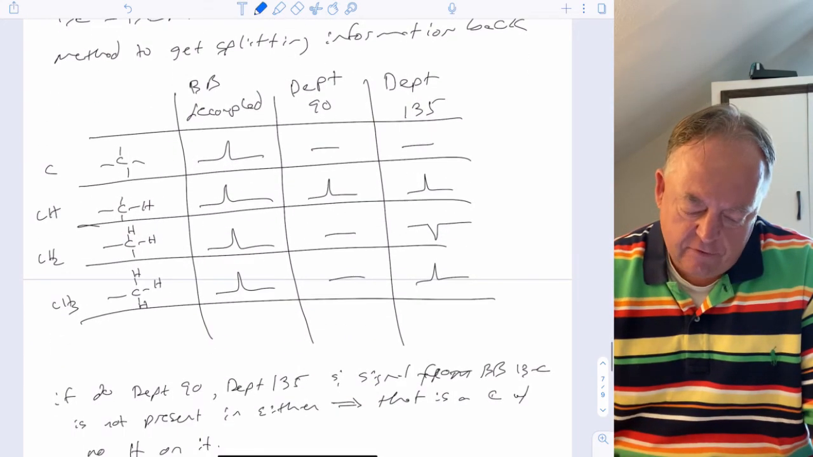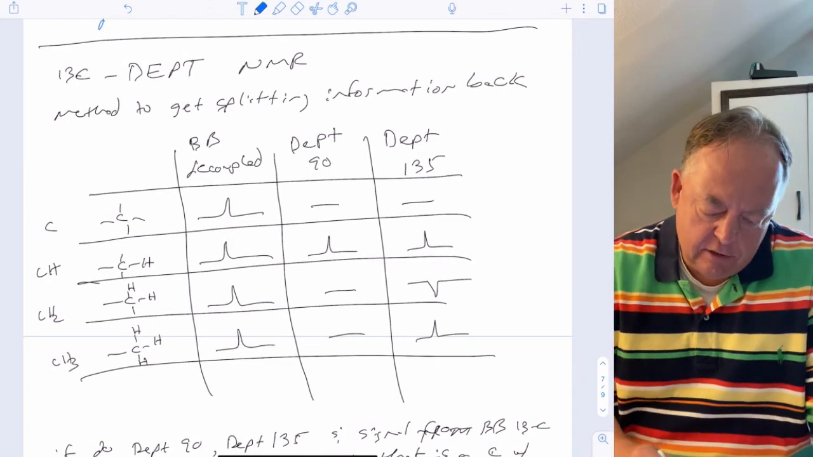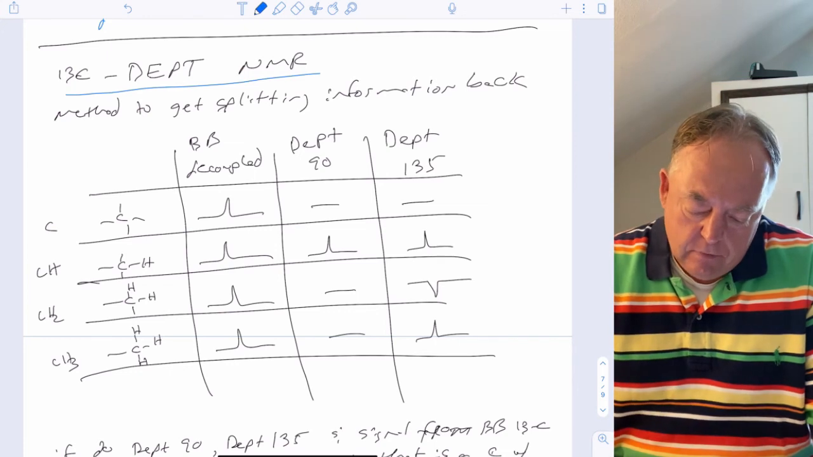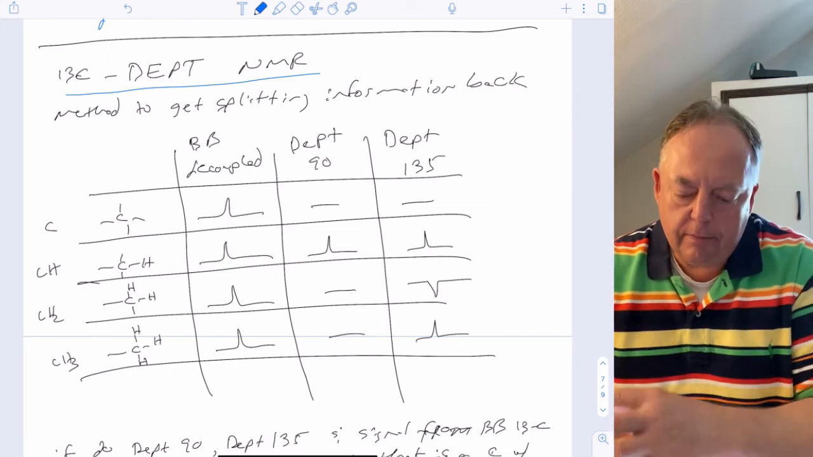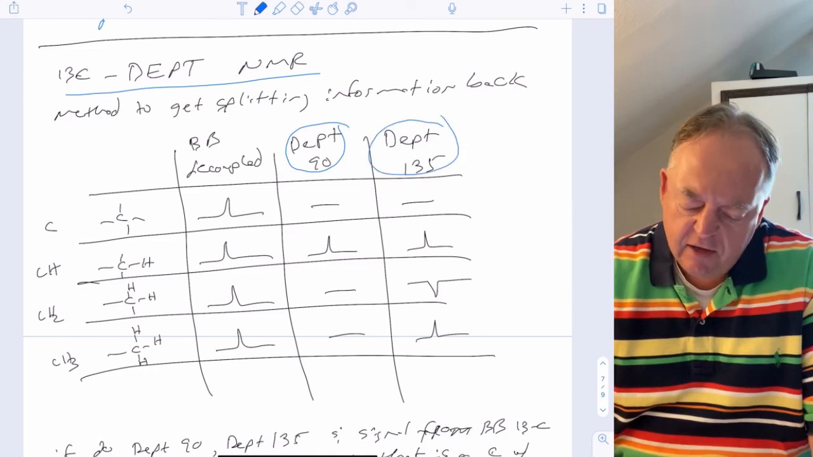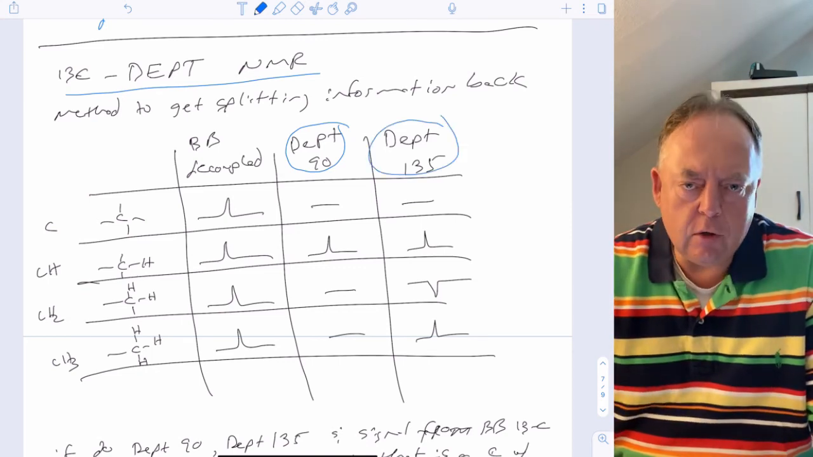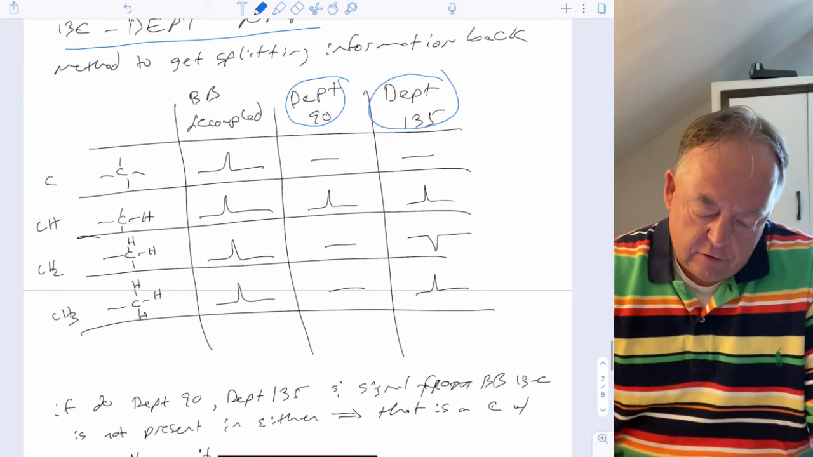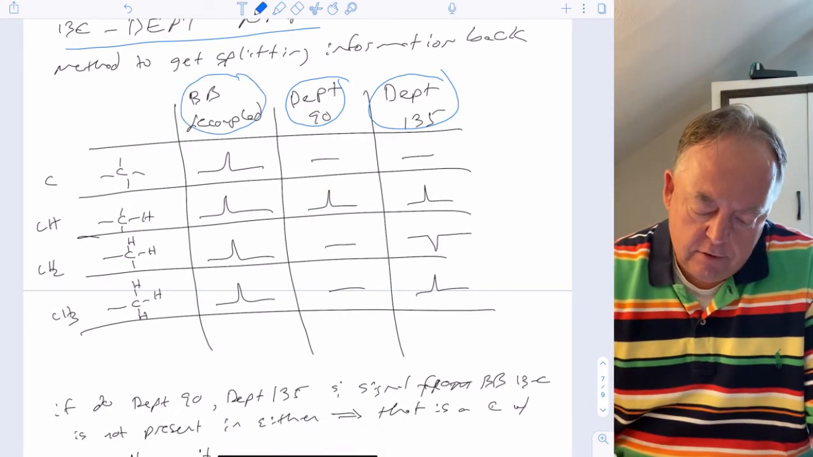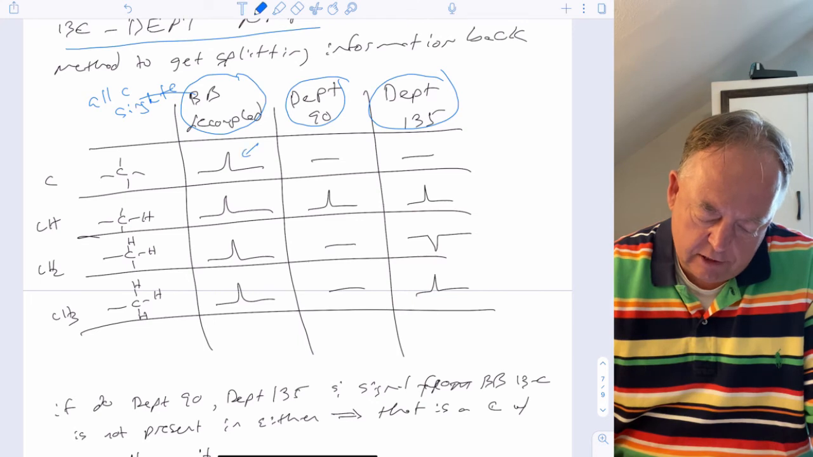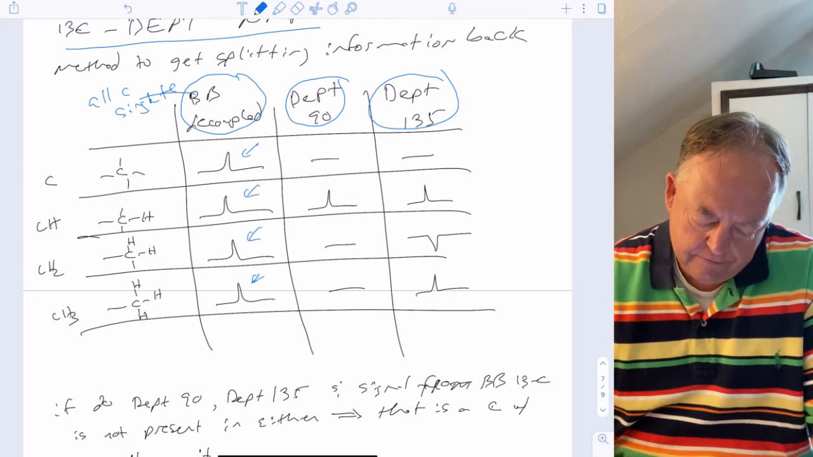Okay, and then lastly for carbon 13, we'll just briefly mention this experiment known as DEPT. So there are different DEPT experiments that you can do. You can do what's called a DEPT 90 and a DEPT 135. So we're just mainly going to look at how to interpret the signals from those type of experiments. So first of all, you would do a broadband decoupled. So all carbons are singlets. So that's what this is trying to represent: singlet, singlet, singlet, singlet.